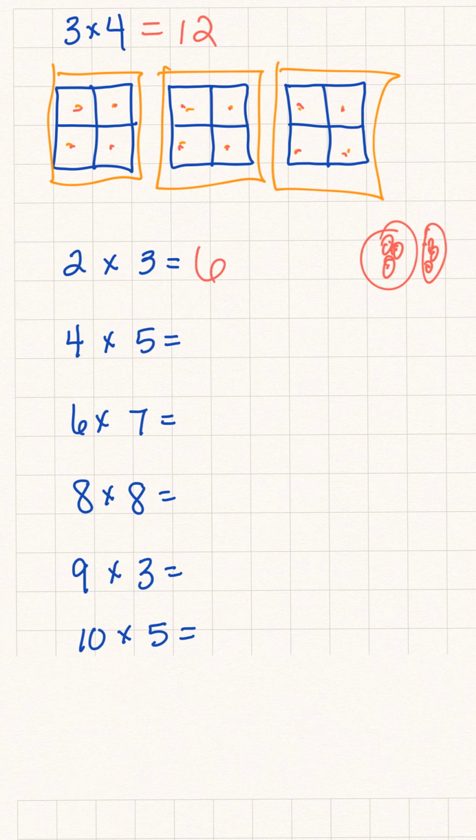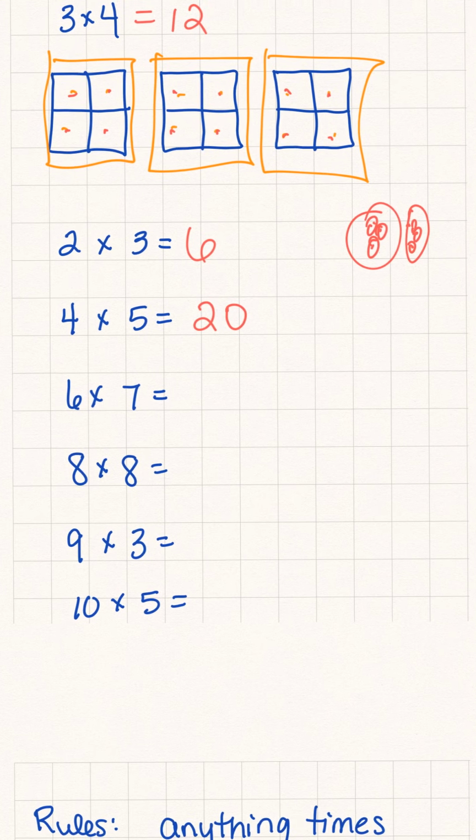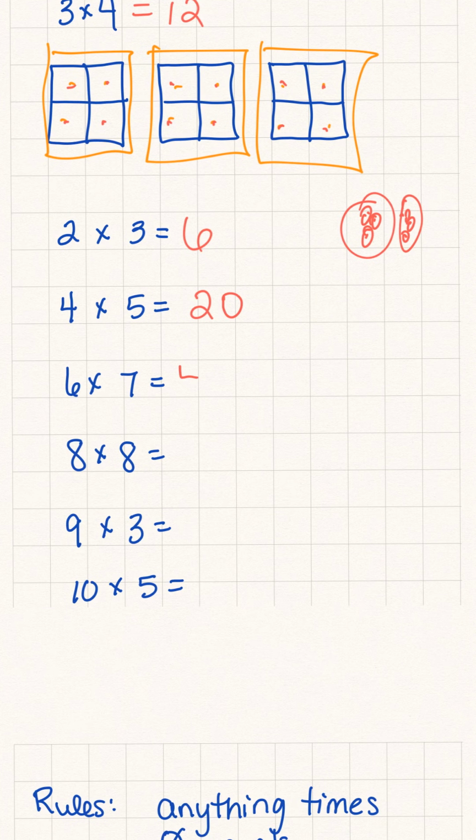4 times 5, you could count by 5s. 5, 10, 15, 20, 25. Oops, that was times 5. 5, 10, 15, 20. 6 times 7. If you didn't know what that was, you can look up at your chart to see 6 times 7 equals 42.